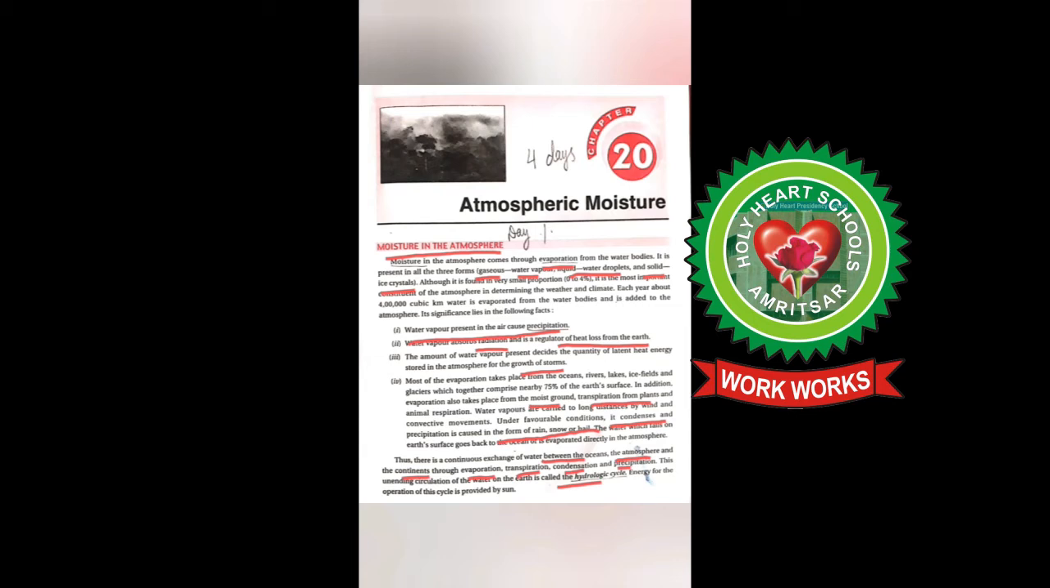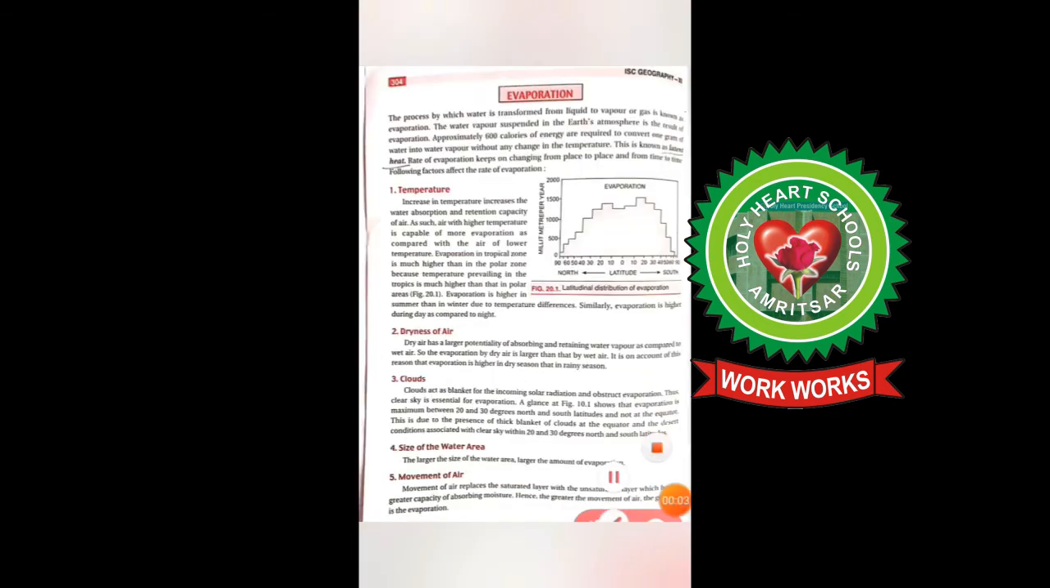Now, we will study about evaporation. The process by which water is transformed from liquid to vapor or gas is known as evaporation. About 600 calories of energy are required to convert 1 gram of water into water vapor. This is known as latent heat.